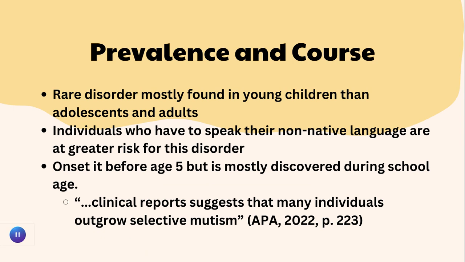So now let's look at the prevalence and course. Selective mutism is a rare disorder and is mostly found in young children compared to adolescents and adults. Individuals who have to speak their non-native language are at greater risk for this disorder. The onset is before age 5, but is mostly discovered during school age, when a child begins going to school. According to the APA DSM-5, clinical reports suggest that many individuals outgrow selective mutism.